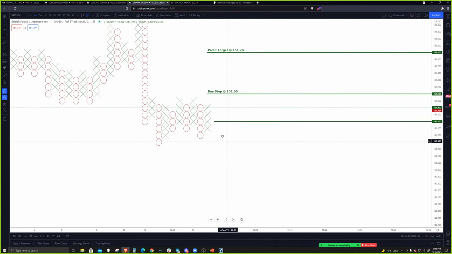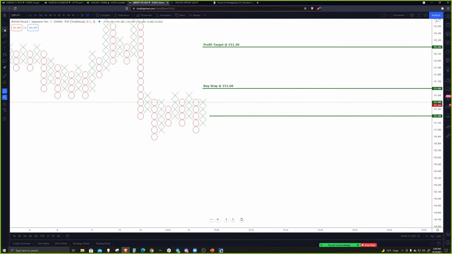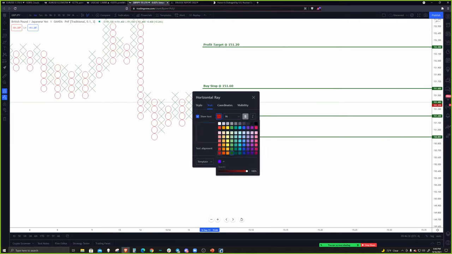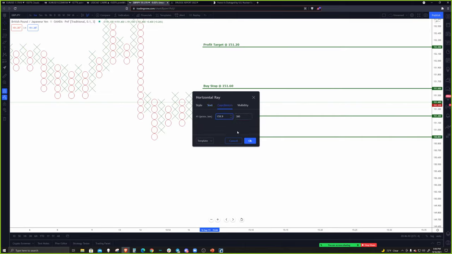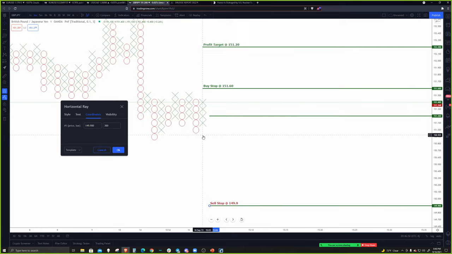So on this pattern, this is a catapult. So if a new column of O's shows up, all right, then the short entry is, there's an O that shows up at 151 even. The sell stop short is at 4.9, right? Yeah. Oops. Wait, nope. What am I doing? I know math. 150.90. Where am I going with this? 150.90.